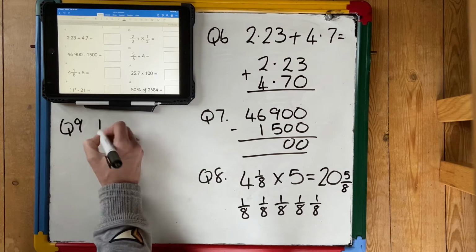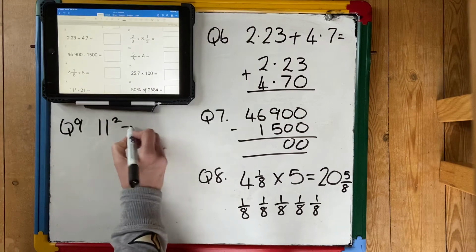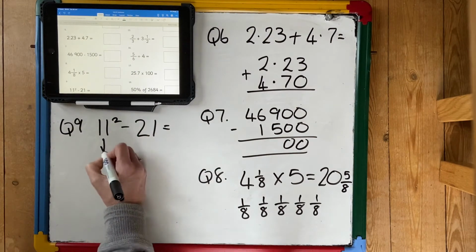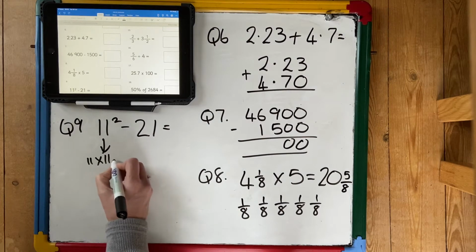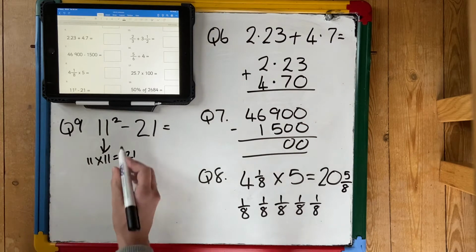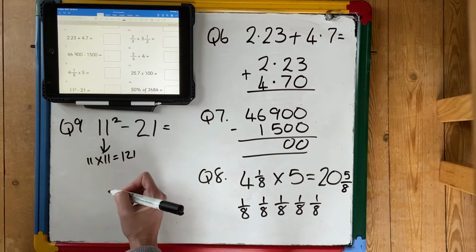Question 9. 11 squared subtract 21. What is 11 squared? 11 squared is 11 multiplied by 11. 11 11s is 121, 121. Subtract 21, easy.